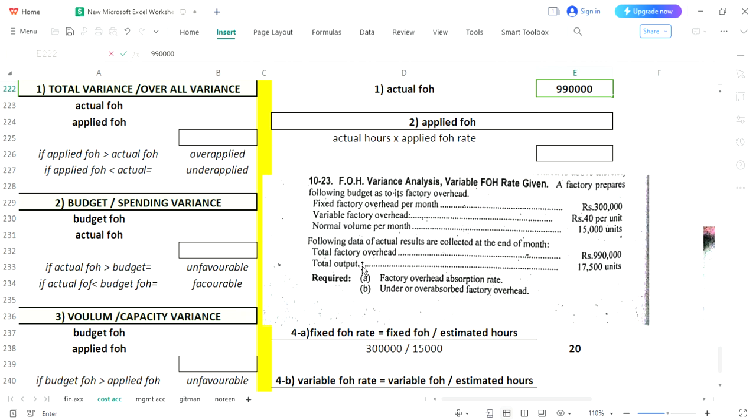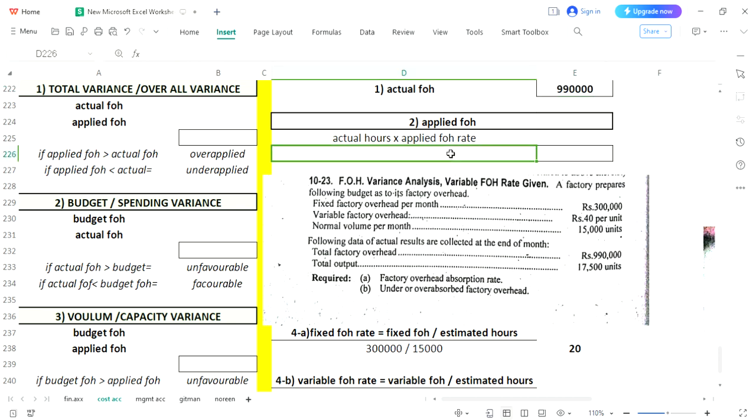Actual word was not written over here. But how would we know? You will read following data of actual result. Here he has mentioned it. And secondly, data is being collected. When you are collecting data, it means it's real-time data. So both of following amounts would be considered actual. Actual FH 9,90,000. First problem has been sorted out.